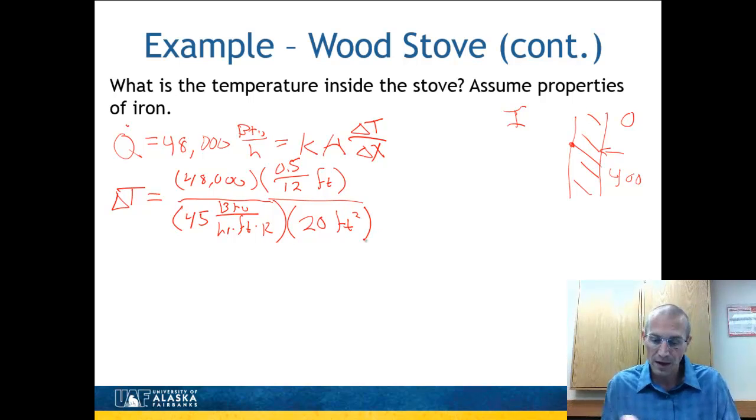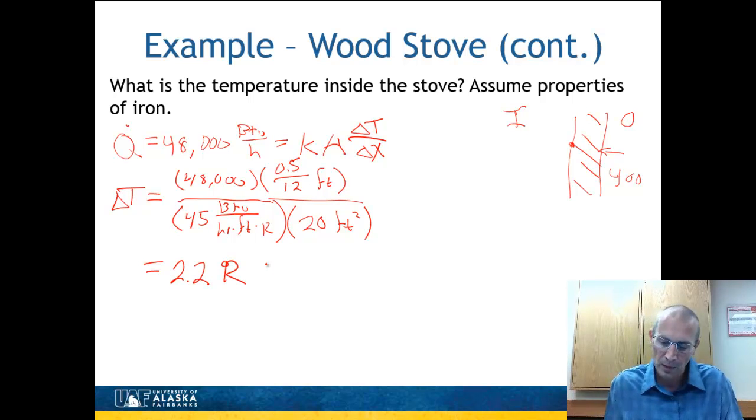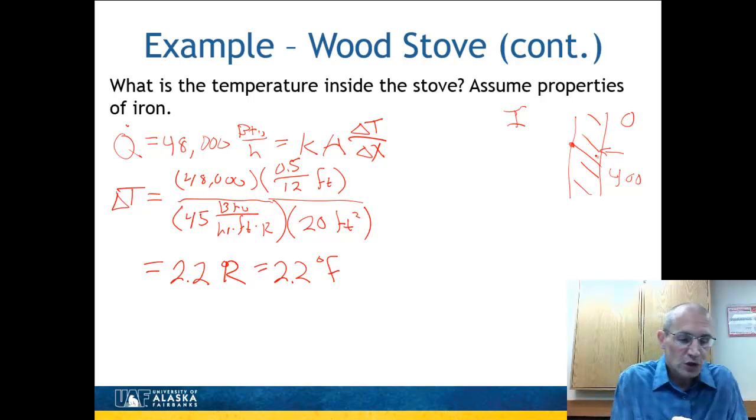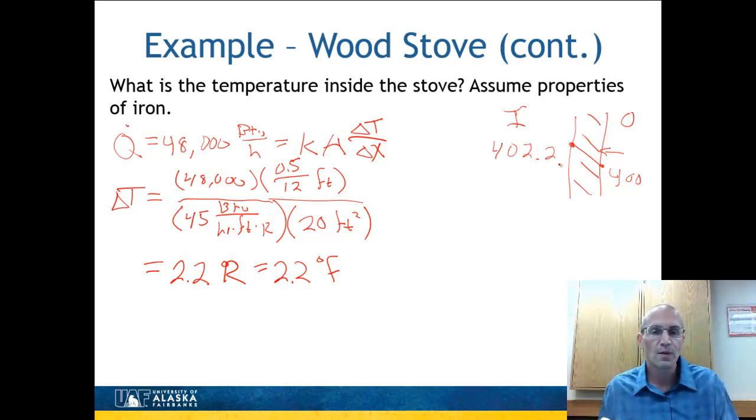And if we go ahead and calculate this, we realize that's equal to about 2.2 degrees Rankine, which is the same as 2.2 degrees Fahrenheit, because we're talking about a temperature difference. So that means that the outside of the stove is at 400, the inside of the stove is simply 402.2 degrees Fahrenheit. That's not surprising. When you actually want a stove, you want to get the heat out of the stove into the room, so you want something that's a very good conductor.